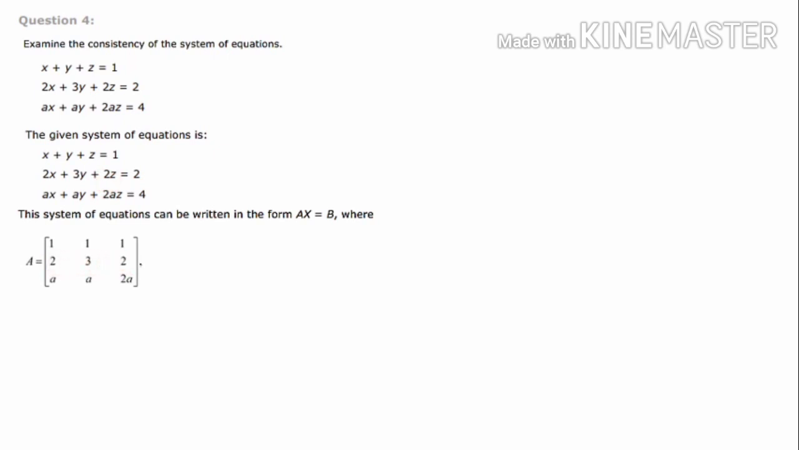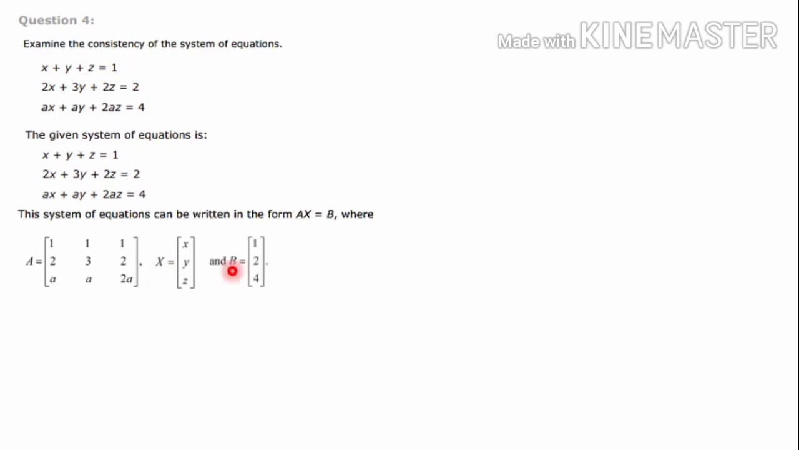And in the third equation, the coefficient of X is A, coefficient of Y also A and coefficient of Z is 2A. That we have filled here in the third row. So matrix A is ready. Next we have to go for the variable matrix, that is X. It is clear that the variables are X, Y, Z because the equations are in X, Y and Z. So we have written X, Y and Z column wise. That is our variable matrix.